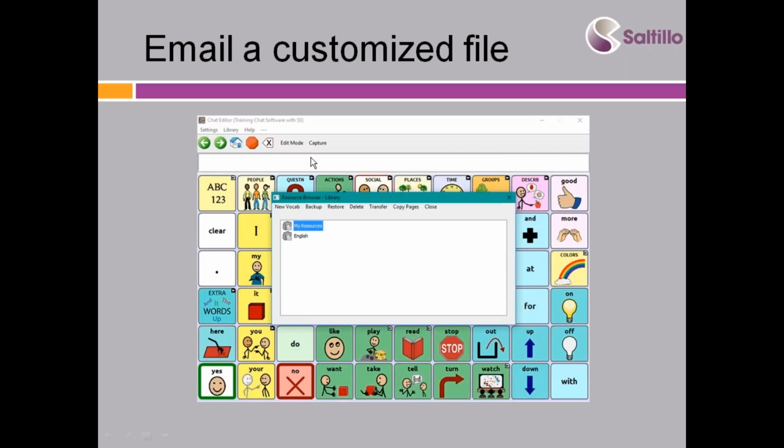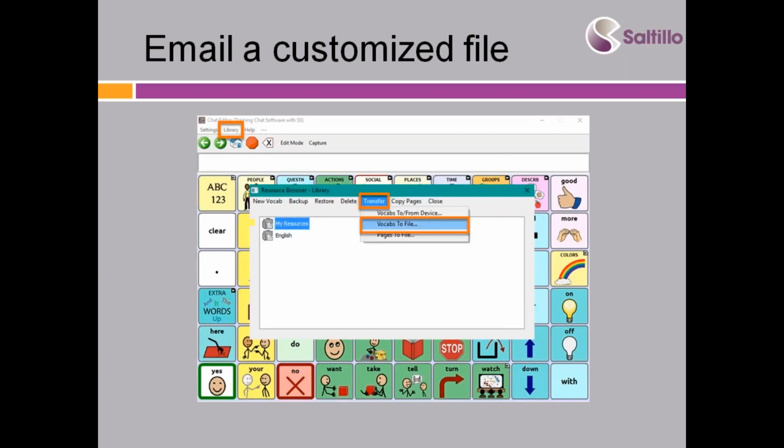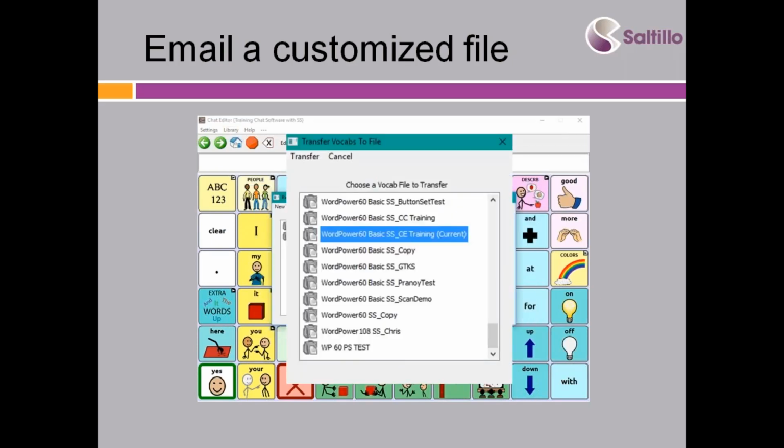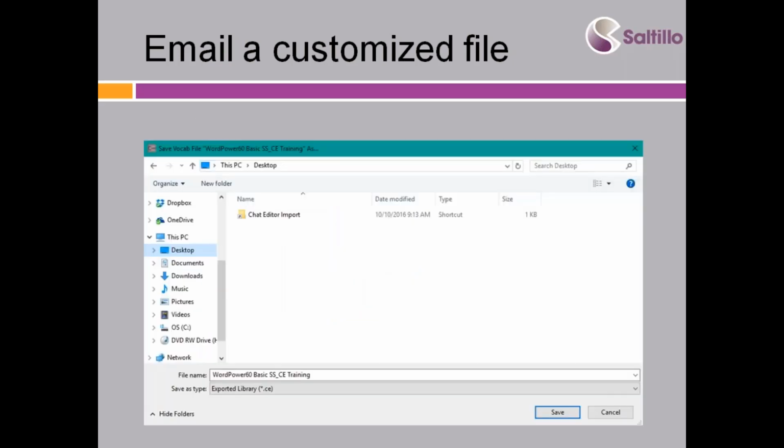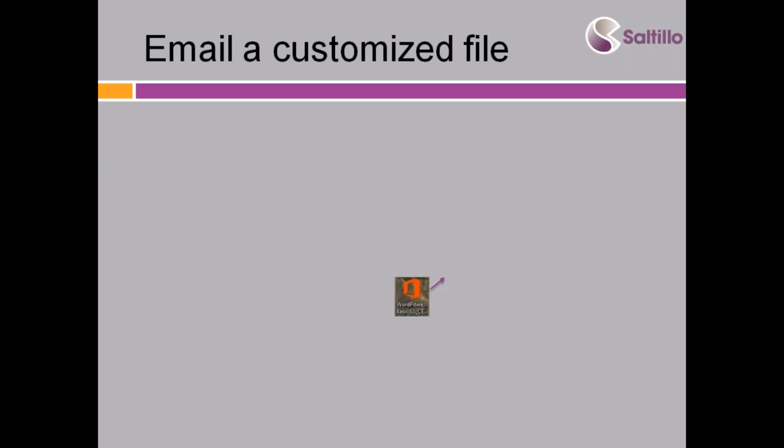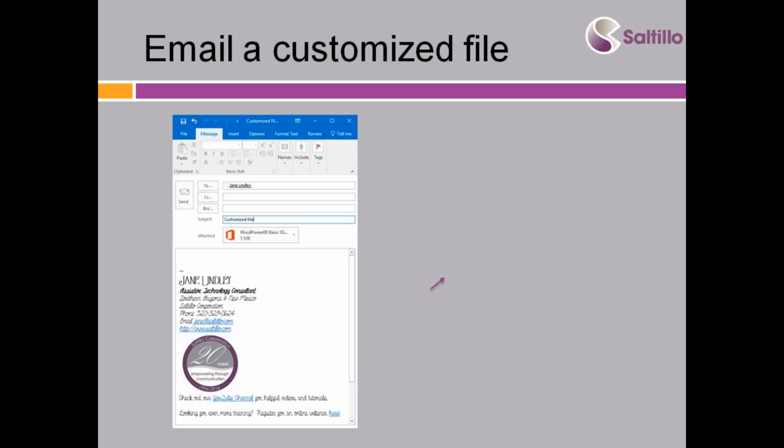So if you have a custom file, you go to your library and you go again to transfer, and you're going to do the vocabs to file again. And it's going to say again, which one do you want to do? You select it, and then you go to transfer, and it's going to say, okay, where do you want to put it? And you put it onto your desktop, and you save it. So then here it is. The file is sitting on your desktop.